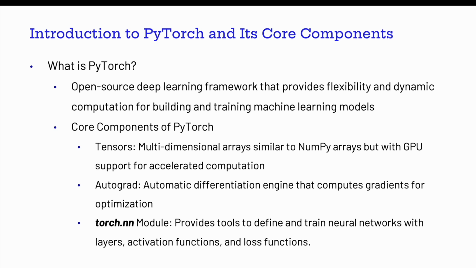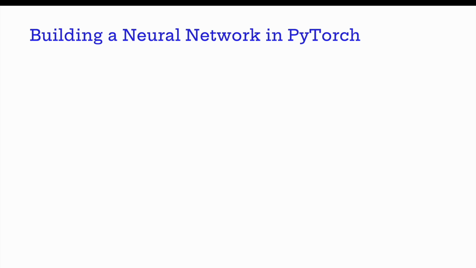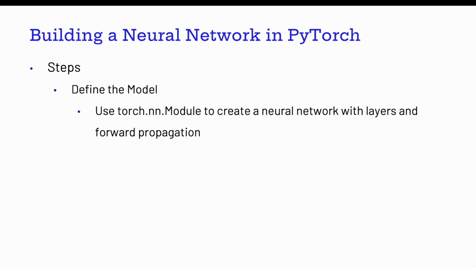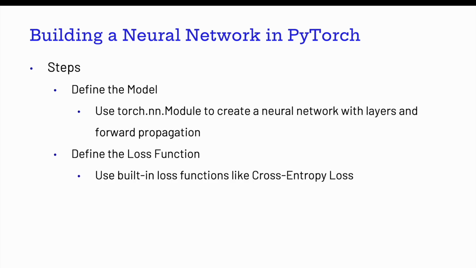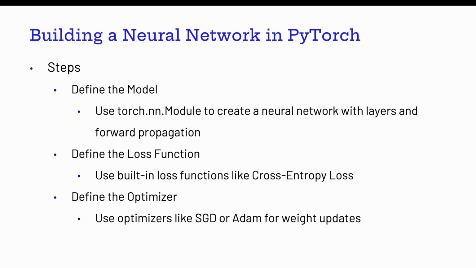Let's talk about building a neural network in PyTorch. The steps that we will follow: first we'll define the model. We use torch.nn.Module to create a neural network with layers and forward propagation. Next, we're going to define the loss function. We'll use built-in loss functions like cross entropy loss. Then we'll define the optimizer. We'll use optimizers like SGD or Adam for weight updates.